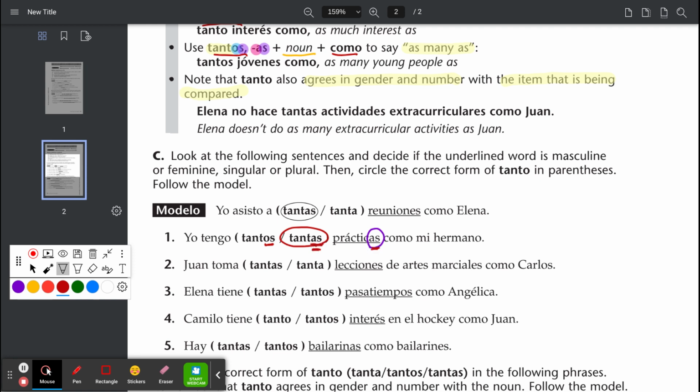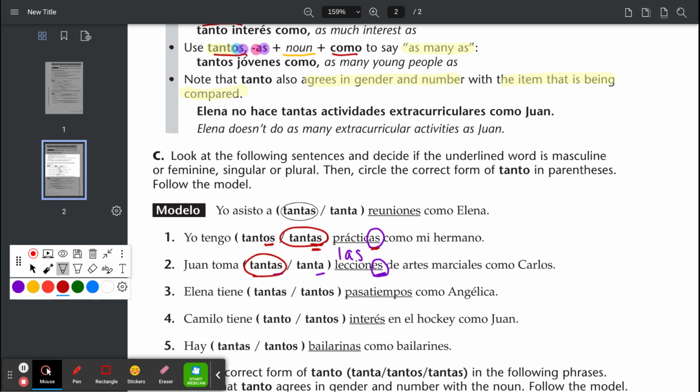Number 2, Juan toma blank lecciones de artes marciales como Carlos. So even though lecciones ends in ES, if we don't remember whether it's masculine or feminine, for this example here, we know that it is plural. It ends in S, so we know that we would use AS because the other option is tanta. Lecciones is feminine, and its definite article would be las.